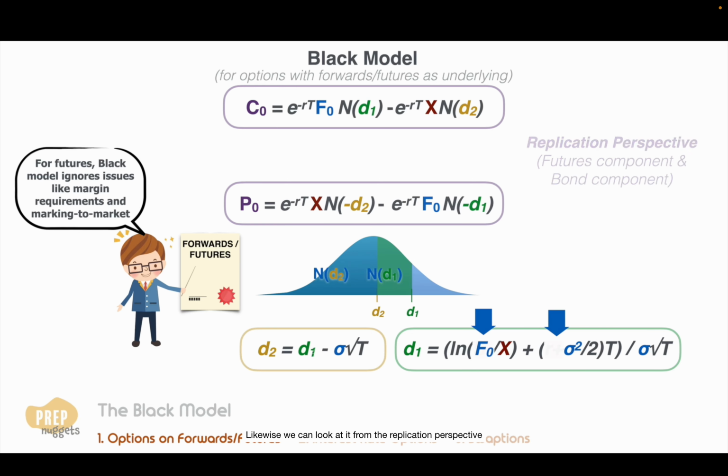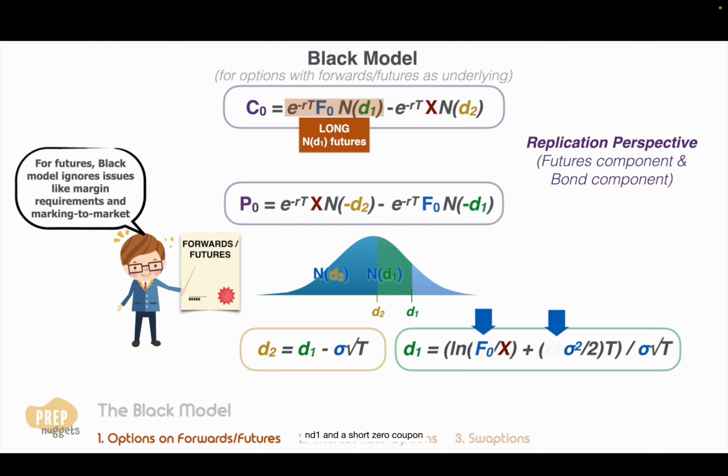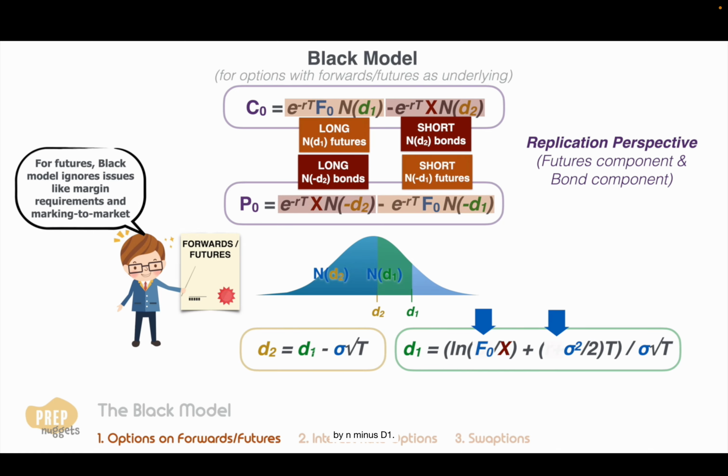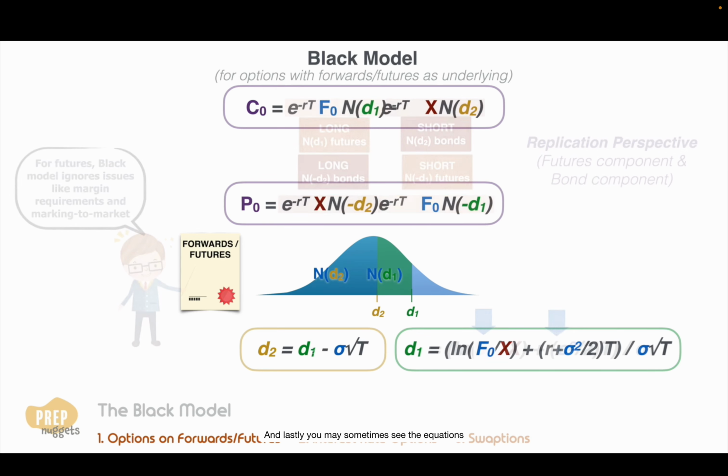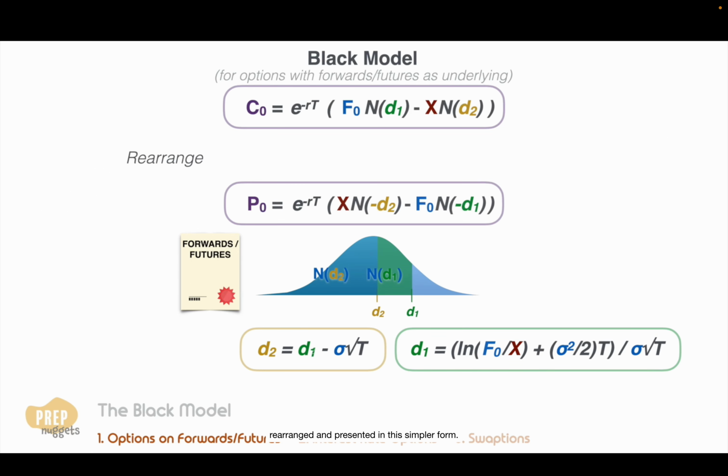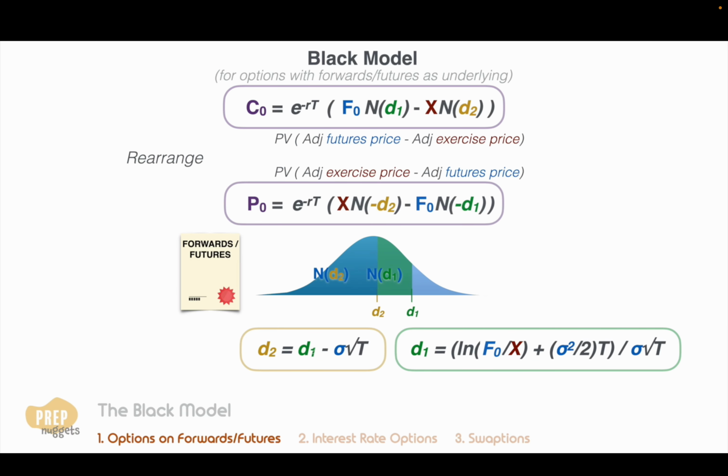Likewise, we can look at it from the replication perspective, this time with a futures component and a bond component. The call option can be replicated with a long futures position, adjusted by N(D1), and a short zero coupon bond position, adjusted by N(D2). The put option can be replicated with a long bond position, adjusted by N(-D2), and a short futures position, adjusted by N(-D1). And lastly, you may sometimes see the equations rearranged and presented in this simpler form. So you may see the call value as the present value of the difference between the adjusted futures price and the adjusted exercise price, and the put value as the PV of the reverse.